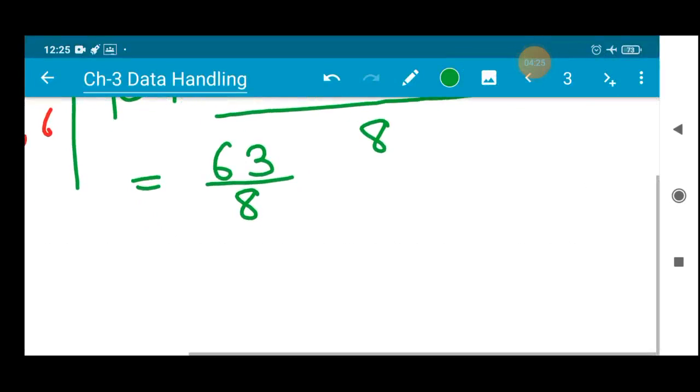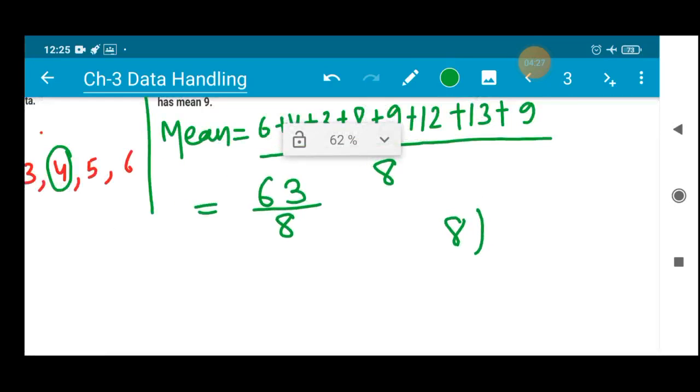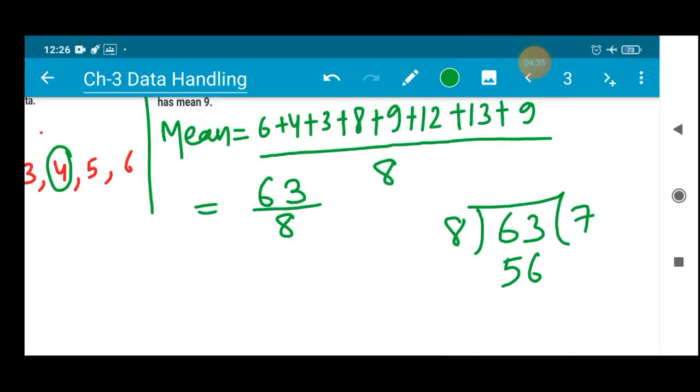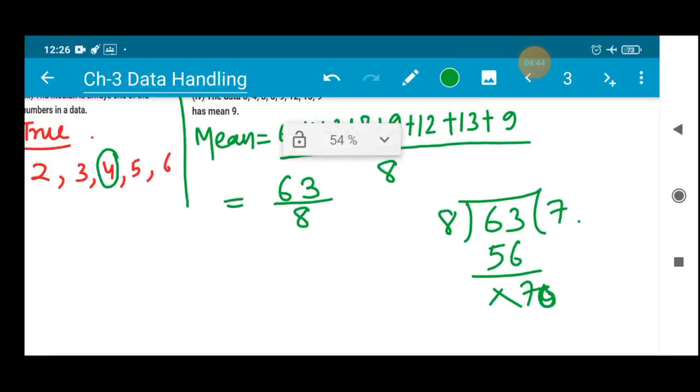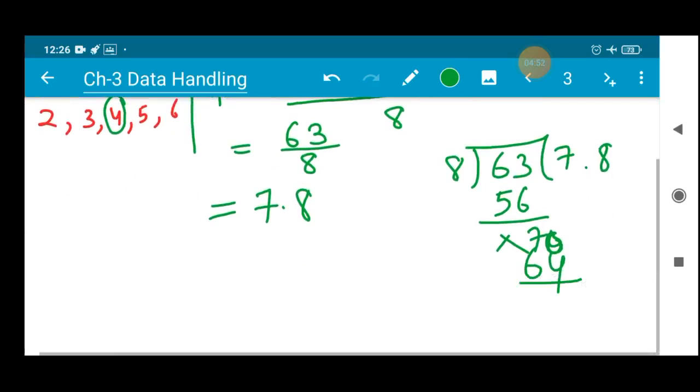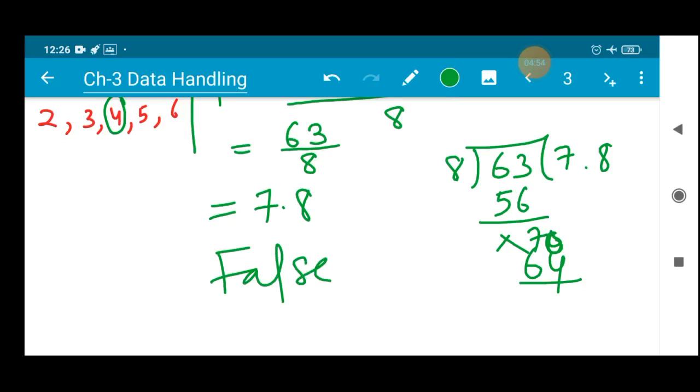Now if I divide this value, 8 sevens are 56. Now 63 minus 56 is 7. You can easily identify now that our mean here, 8 nines are 72, so approximately we are getting our mean as 7.8. So is it true? No, the statement is not true. We are getting a mean less than 9, that is 7.8. So hence the statement is false.